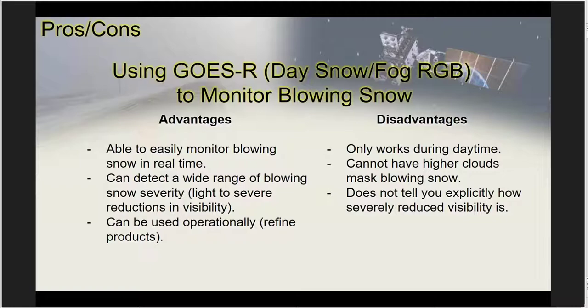And again, some of the disadvantages is that using the day snow fog RGB, with its reliance on the near infrared, you can only use it during the daytime. And since we are looking at it from top to bottom, you can't have any higher clouds masking the blowing snow. And while we're able to see this wide range of blowing snow and how severe it is, it doesn't explicitly tell you how severely reduced the visibility may be. Just because you're seeing this image on satellite doesn't mean that you're getting blizzard conditions under it.